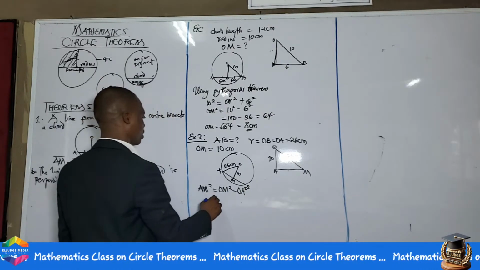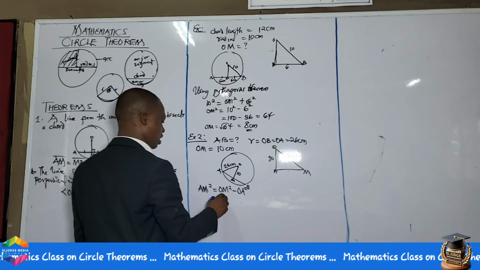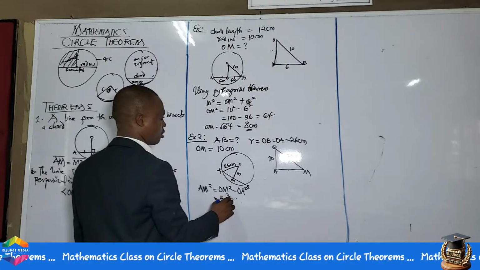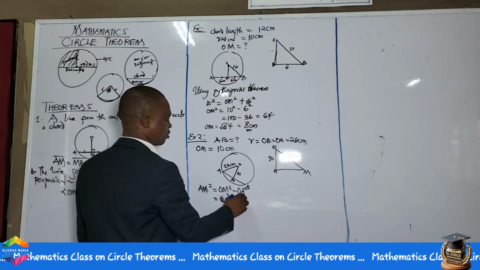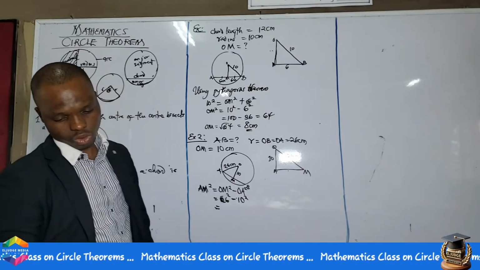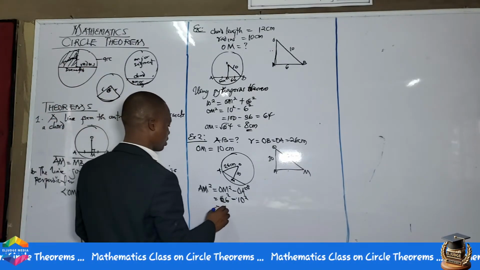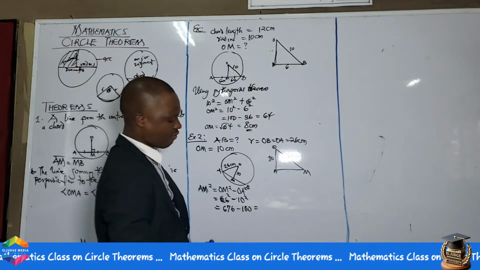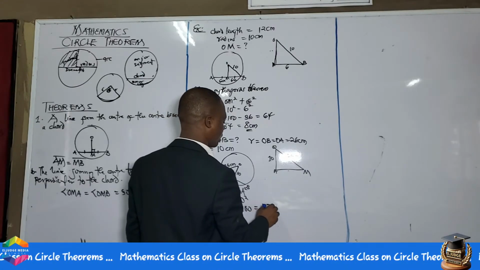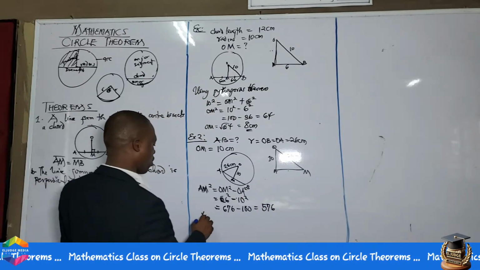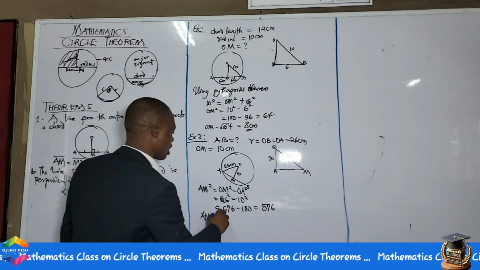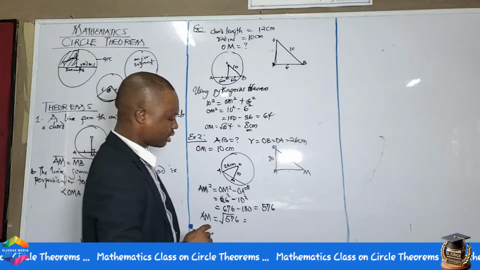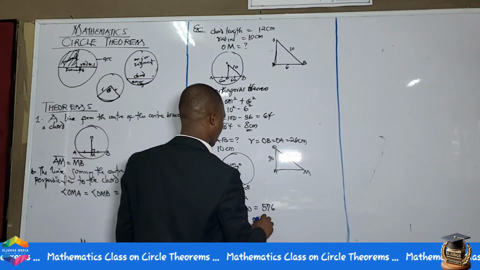So what is AM squared? We have OM as 10 centimeters, and this is 26. Then we have 10 squared. 26 squared gives us 676 minus 100, and this gives us 576. So we're going to look for AM: the square root of 576, and that will give us 24 centimeters.